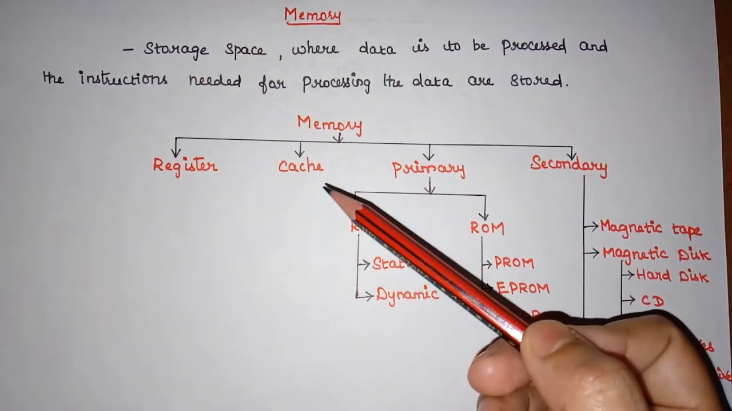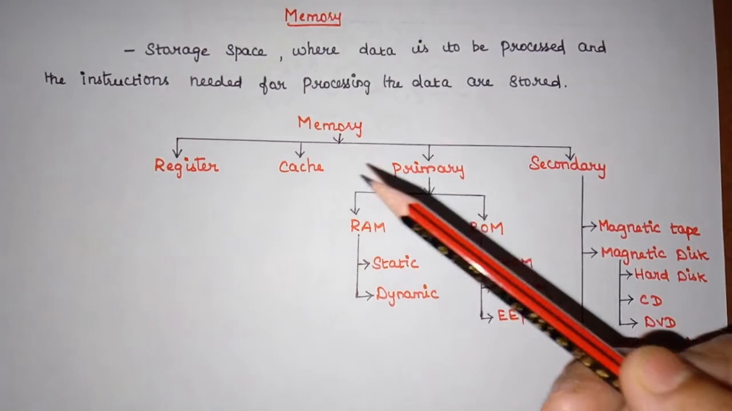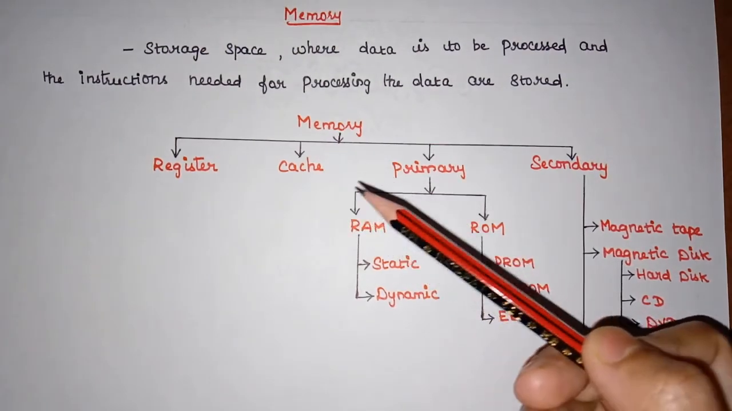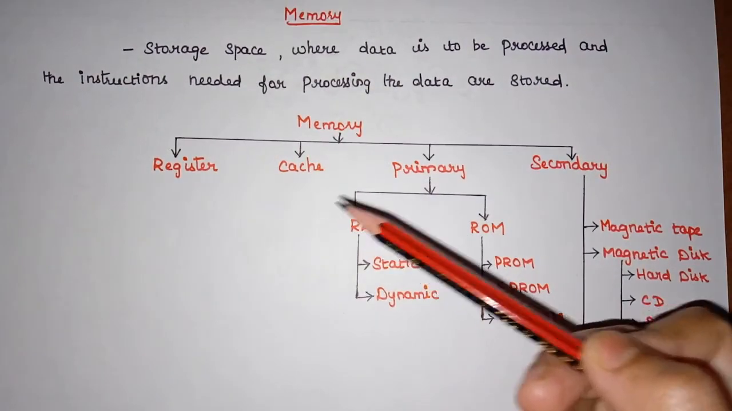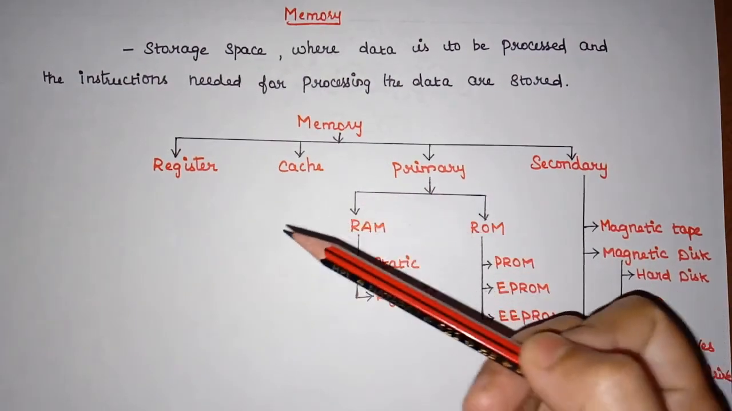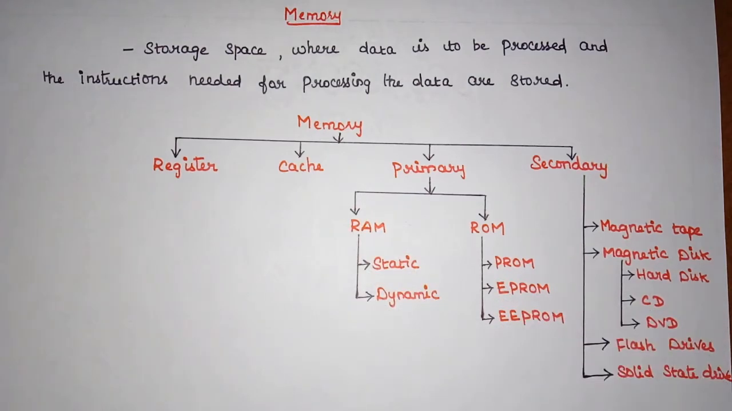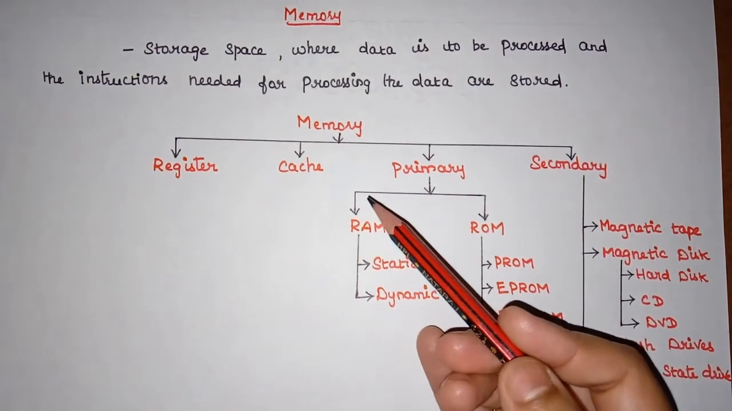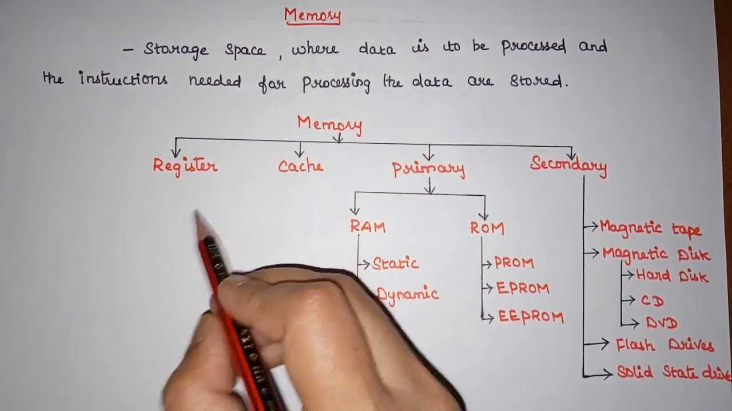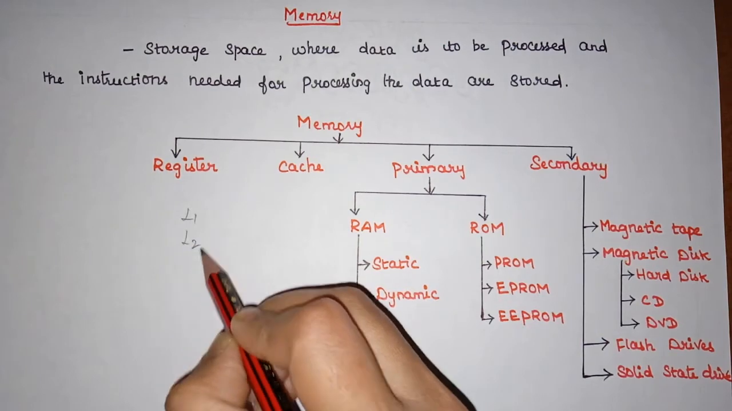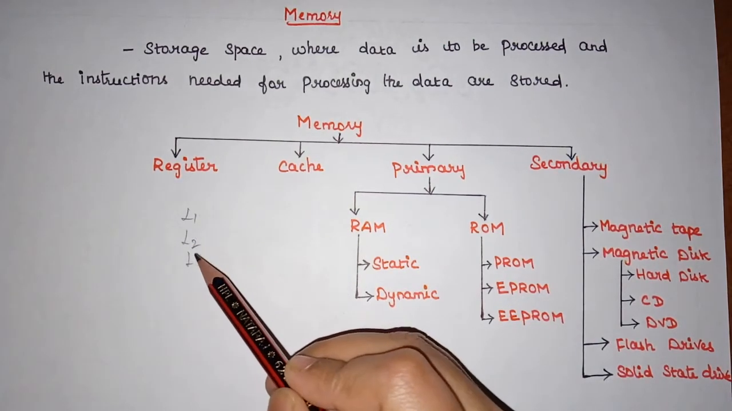Coming to cache, the cache is also a temporary memory, and it is used to store the frequently used instructions and data for quicker processing. The cache lies between the main memory and the processor. Cache is categorized into three types: L1 cache, L2 cache and L3 cache. That is level 1, level 2 and level 3.